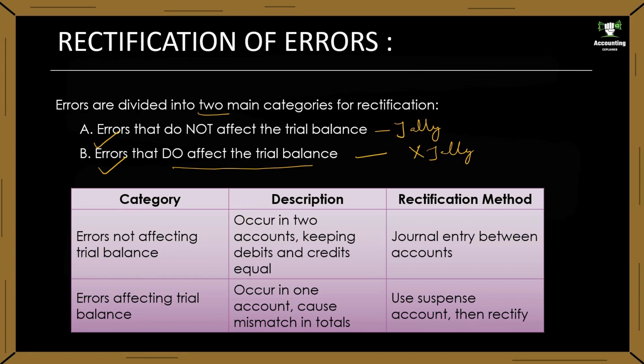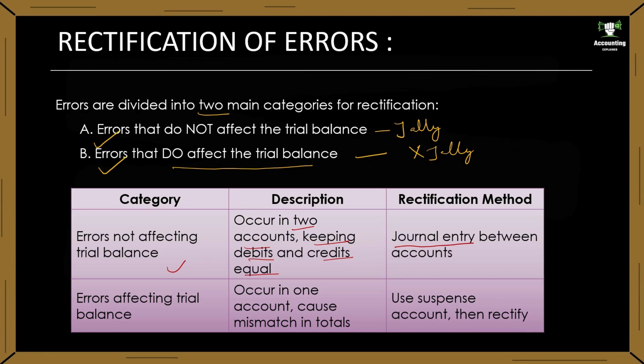First we take that, and those occur in two accounts keeping debits and credits equal. For example, we are going to pay salary to your employees. Instead of debiting the salary account, if you have taken it to the electricity account, the trial balance will tally. But there is an error. Instead of salary, we have taken to electricity. So the rectification to be done in that case is a journal entry. You have to pass the rectification journal entry and then you have to rectify those errors.